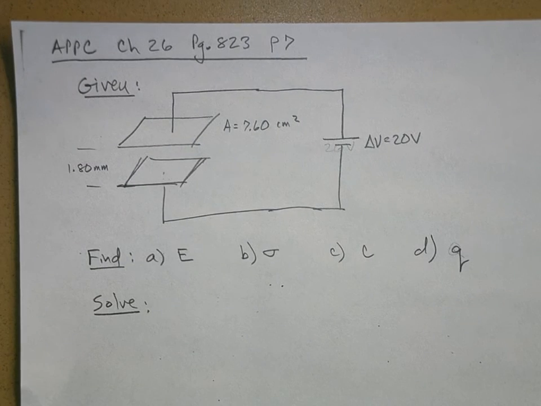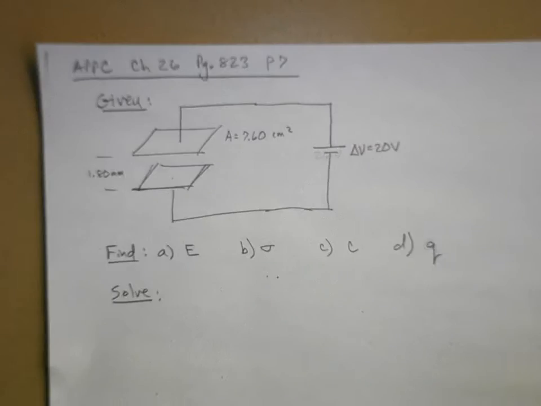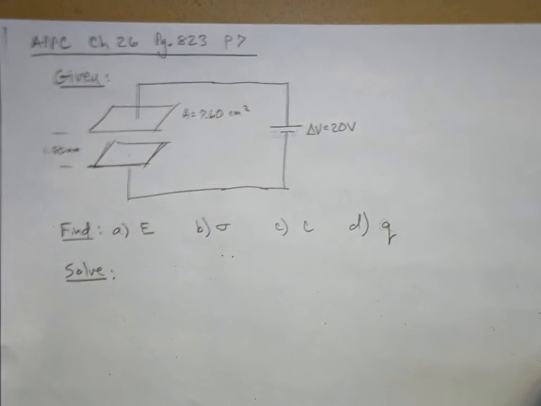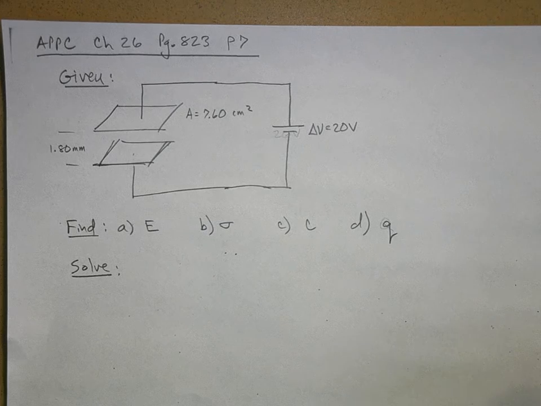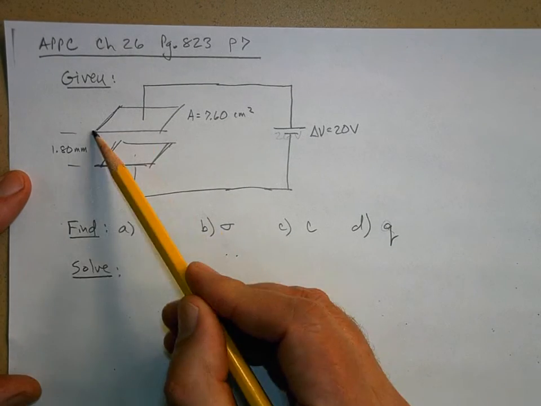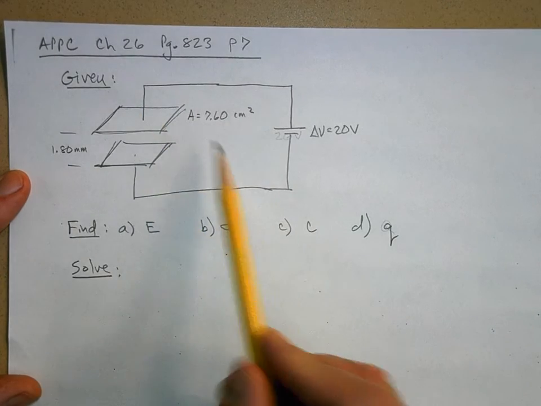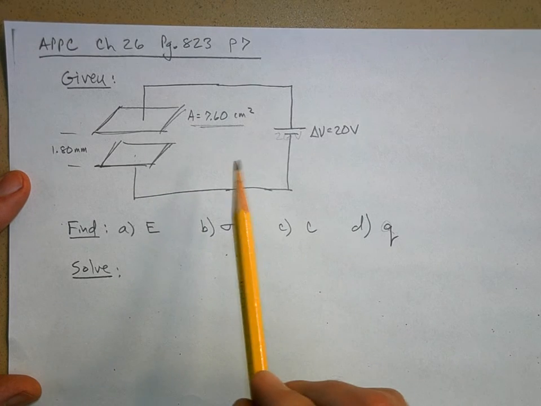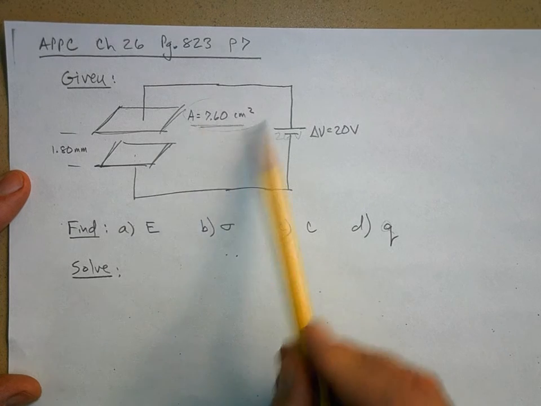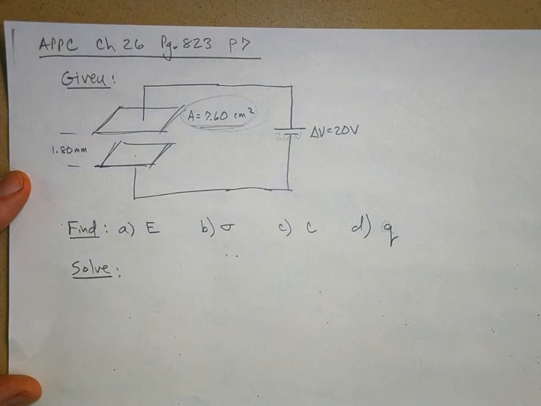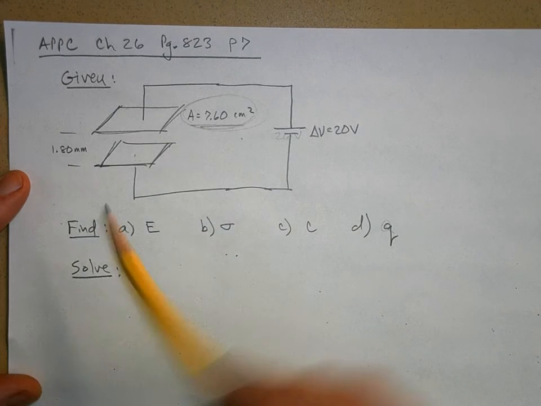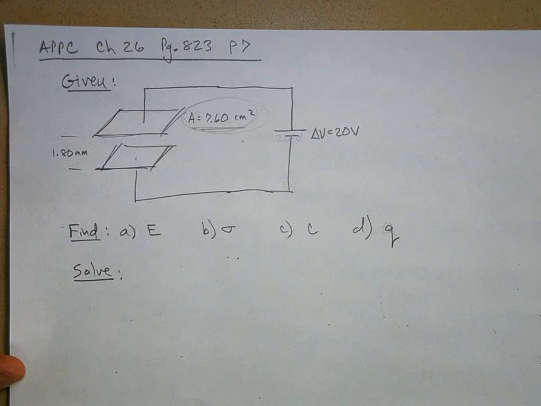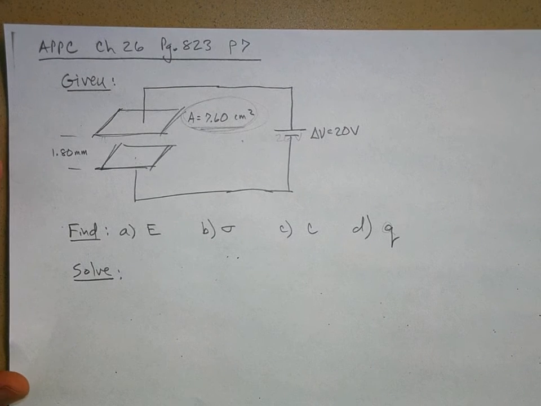So I've got it set up here with given, find, and solve. Let me zoom out a little bit. Okay, so here's what we got. We have a parallel plate capacitor, and it's got an area here. When I was looking at how you guys did this problem, this is where most people made a mistake. So we're going to talk about that. And then it has a distance of 1.8 millimeters.